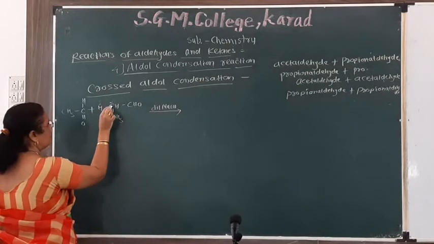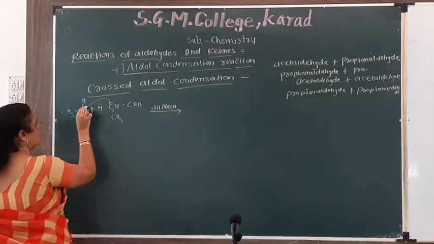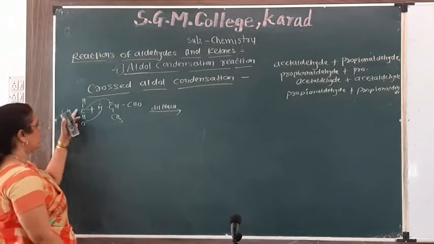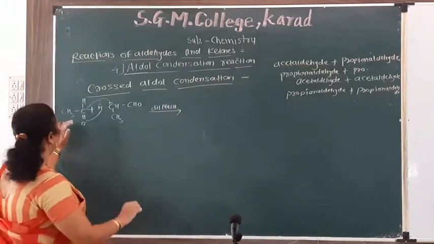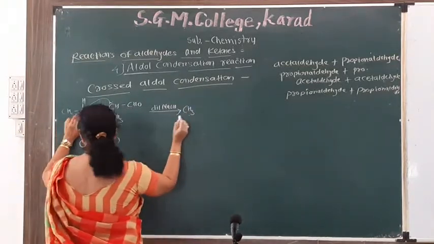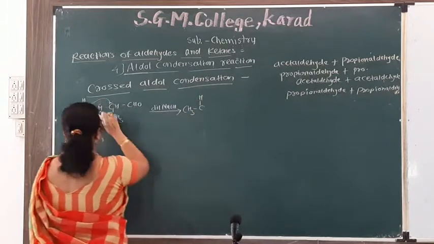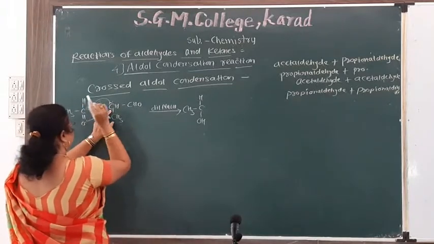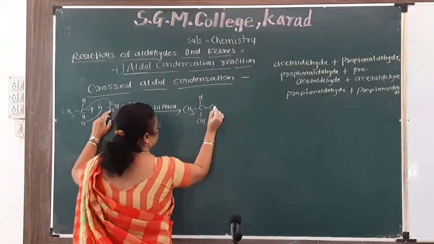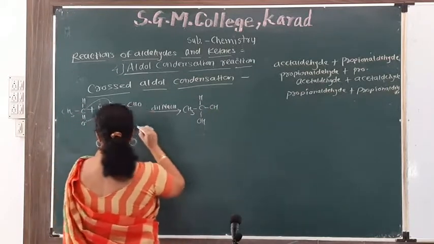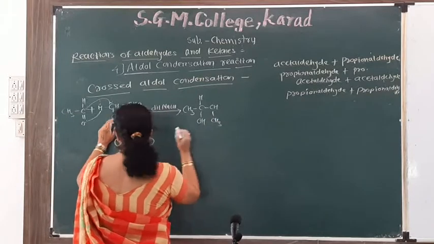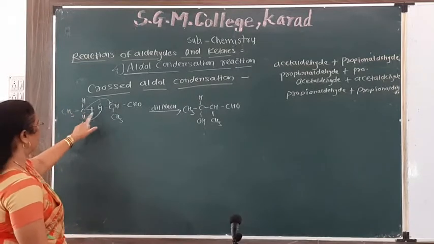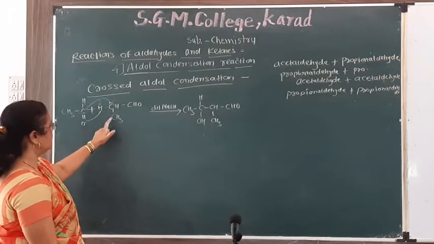The alpha carbon atom of one molecule gets attached to the carbonyl carbon atom of another molecule, and the alpha hydrogen migrates towards the carbonyl oxygen. Then we get CH3CH(OH), then CH attached to this carbon atom, that is CH(CH3)CHO. CH3CH(OH)CH(CH3)CHO.